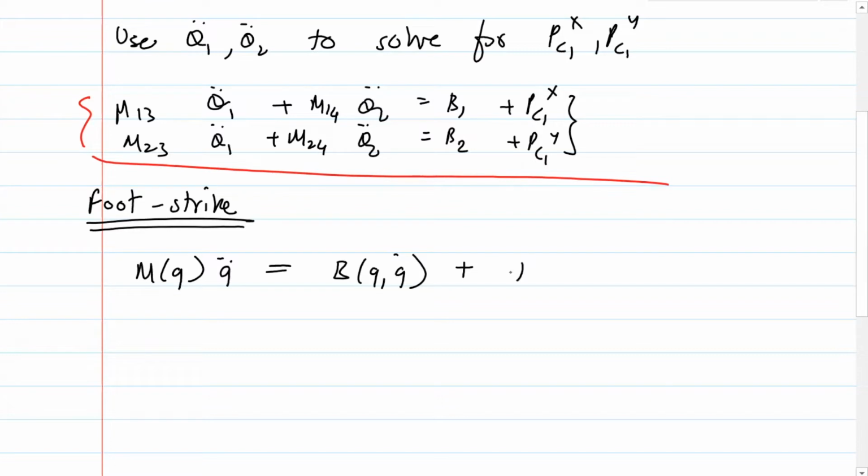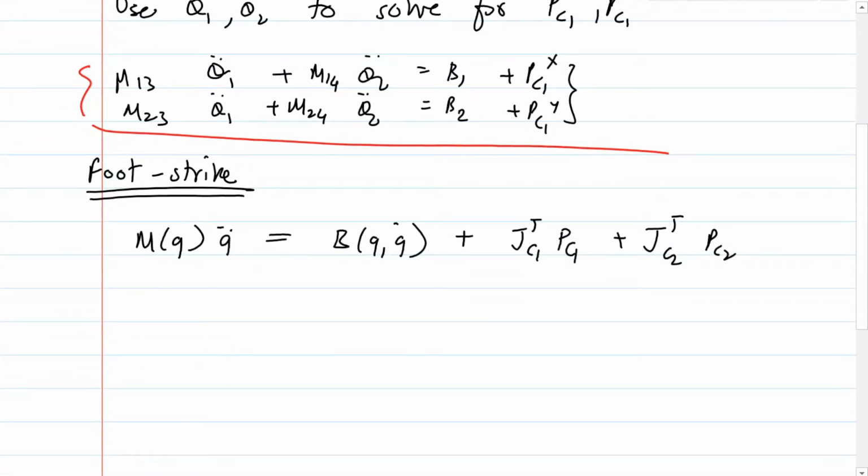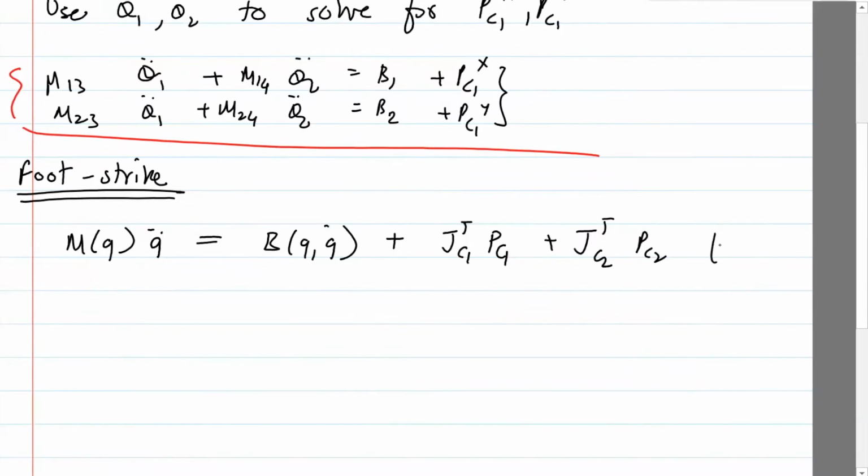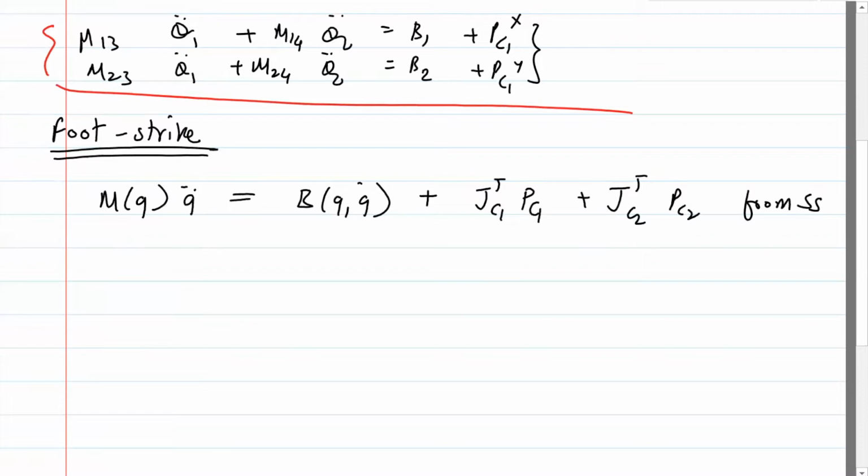Plus J transpose C1 P C1 plus J transpose C2 P C2. This is from, I'll write SS for single stance. Now, in order to find the foot strike equation: foot strike occurs when the swing leg hits the ground, and then it becomes the leg which is anchored to the ground, and the other leg is free to move, right? So that's sort of the case where there's a plastic collision.